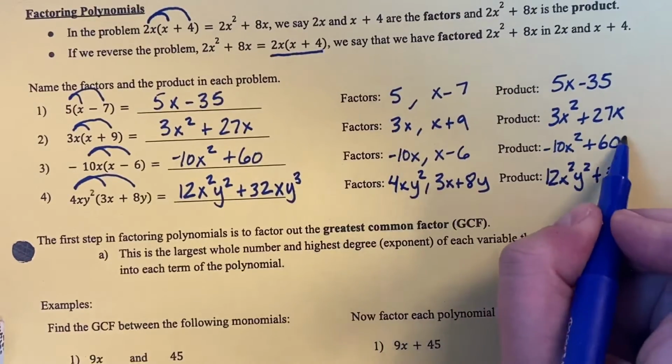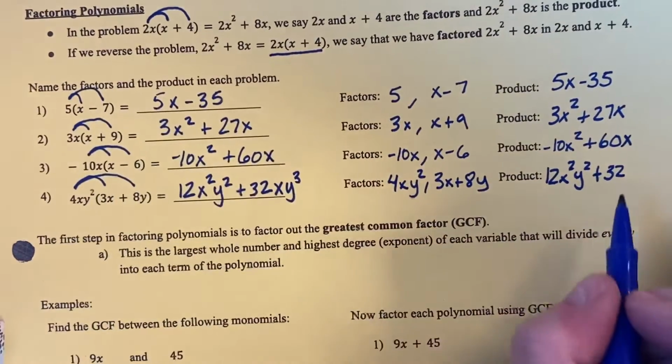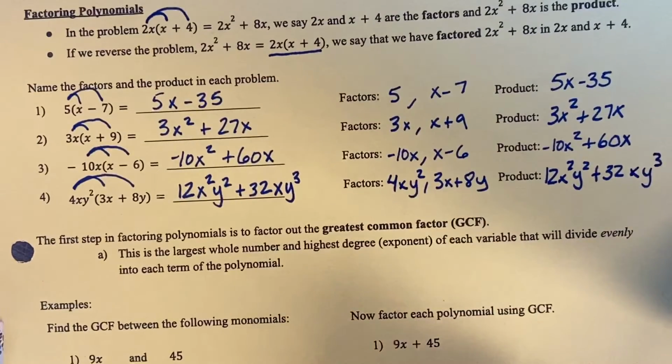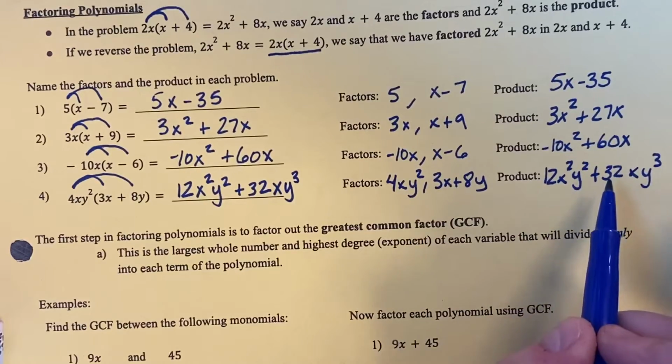The product is 12x squared y squared plus 32xy cubed. Oh, I'm sorry, the earlier one was a 60x. I apologize, because it was negative 10x times negative 6.